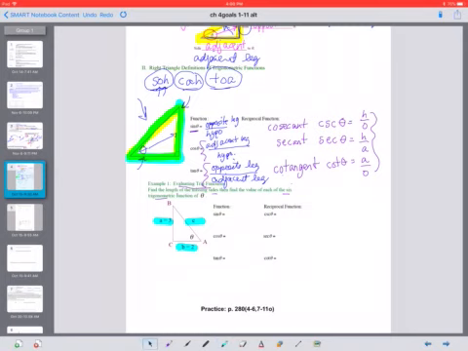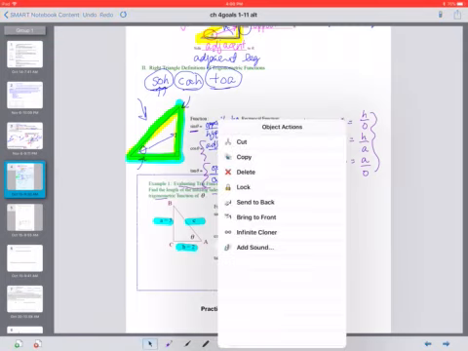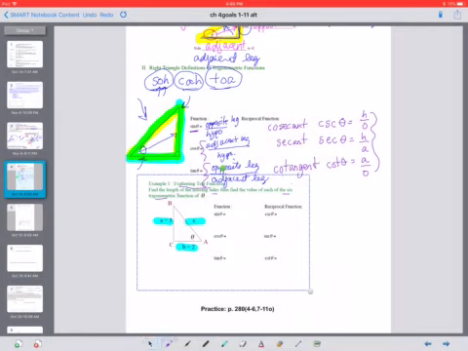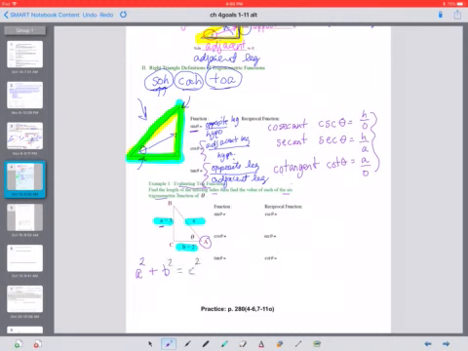Just as a quick review, recall that when you label the parts of a triangle, the capital letter represents an angle, and then the side opposite that is represented by a lowercase letter. So before I can find any trig ratio with the hypotenuse, I have to find the hypotenuse. Do you recall with right triangles, we can use the Pythagorean theorem to find missing side lengths. The Pythagorean theorem is a squared plus b squared equals c squared.